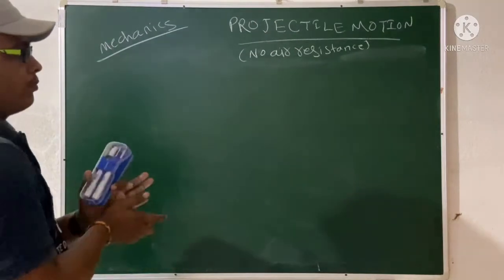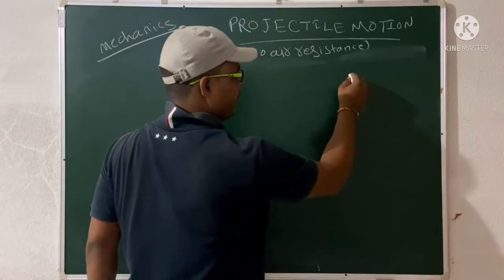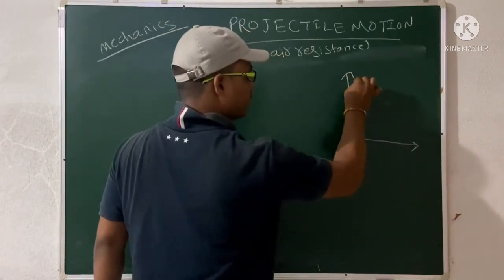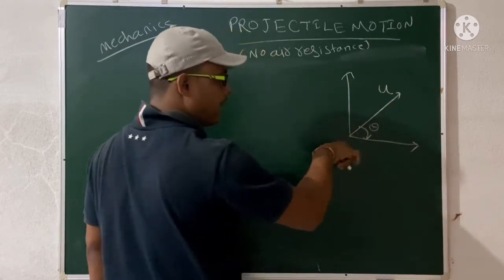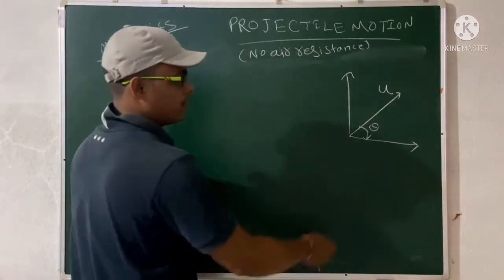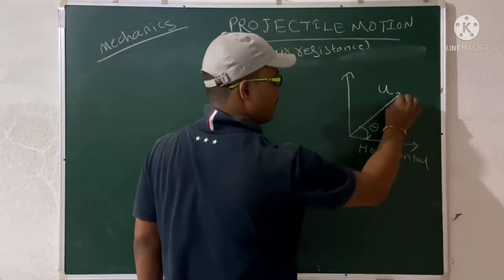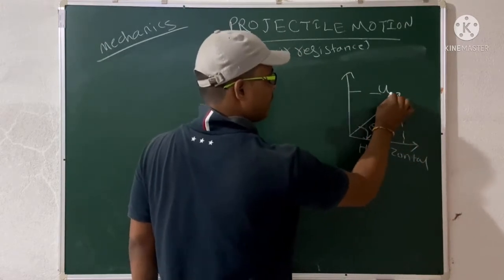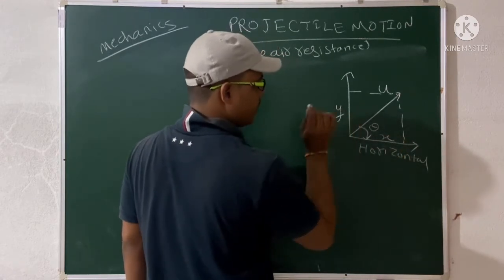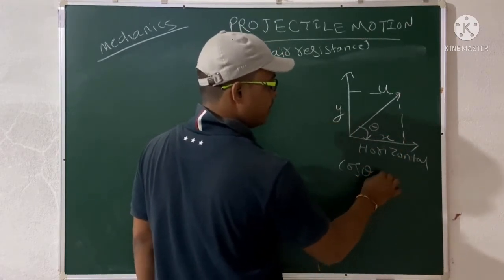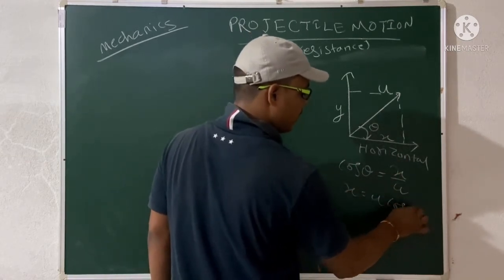Now we will learn some horizontal and vertical distance. So remember, if this is u and this is the theta, remember, theta is the angle with the horizontal, and if we do a perpendicular here, so what is your cos theta? So this is x and this is y. Then your cos theta will be x by u. So what is x? x equals u cos theta.